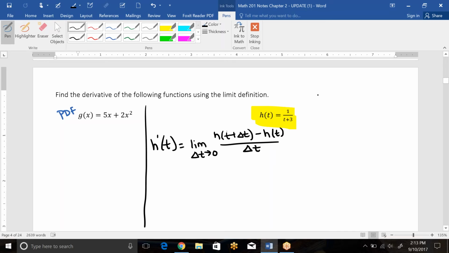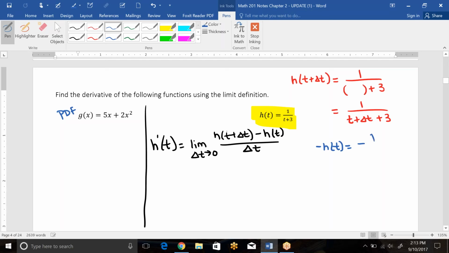Okay, so we need to do our scratch work, and that's where this is going to get a little bit more complicated, because for h of t plus delta t by itself, we have this fraction that's going to be involved. So this is going to be 1 over blank plus 3. So this part's not that bad. You just put in t plus delta t plus 3. So you have a fraction that has a trinomial in the bottom. When you do the negative h of t, it's also not too bad. It's when we plug it back in that it gets messy. So this is going to be negative and then 1 over t plus 3. It's just the negative of this function, so we just make it a negative fraction.